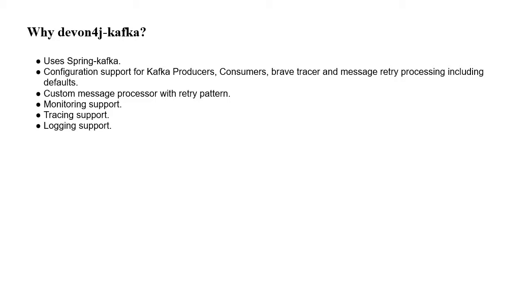One of the important features we provide with devon4j Kafka is a custom message retry pattern. You can use this while processing the consumed message. The first step is to provide the exception name for which the retry has to be performed, and the retry count for how many times the retry has to be performed, in the application.properties file. When a particular exception is thrown, the retry will be performed again and again for as many retry counts as you have provided.